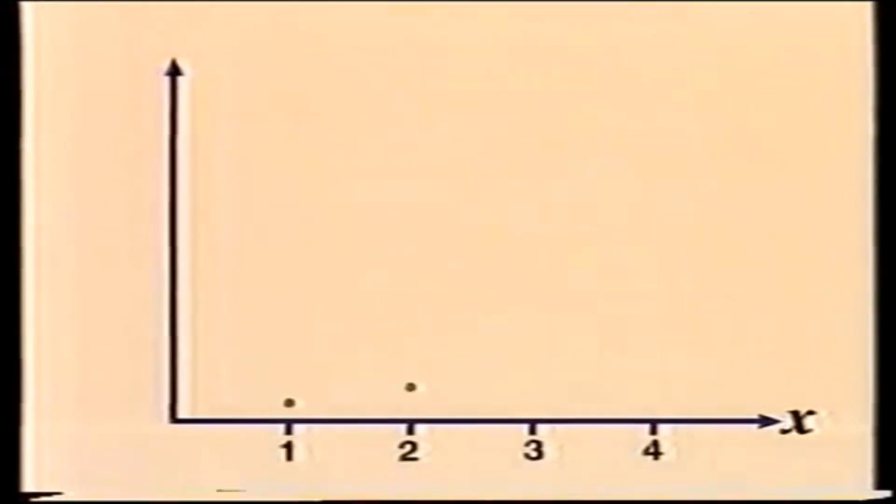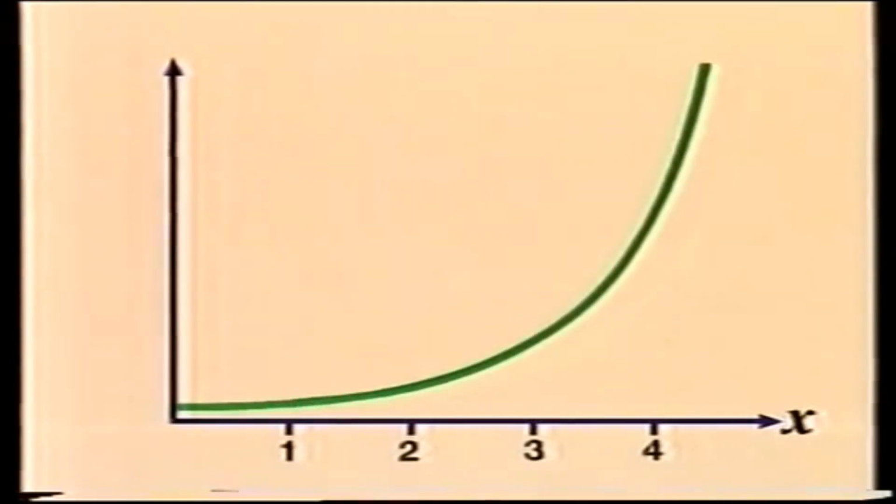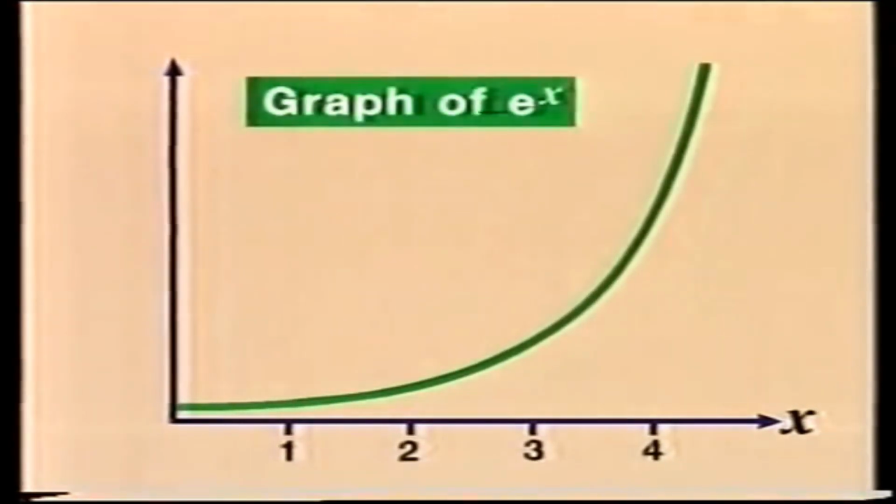So by plotting the limit of (1 + x/n)^n for all values of x, we get the familiar graph of e to the x. And we'll see later in the course that with this definition, all the familiar properties of e to the x can be verified.